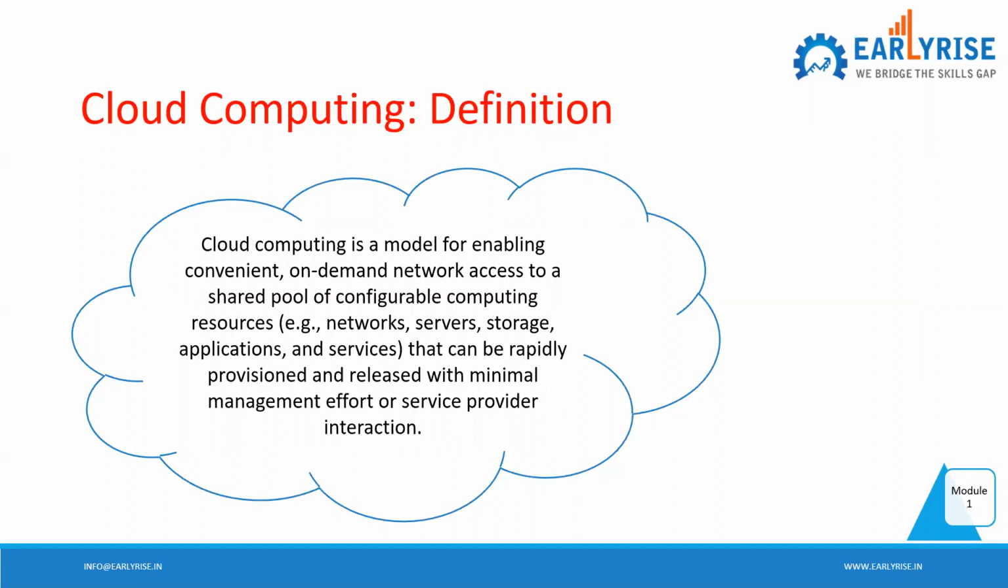This definition is given by NIST, the National Institute of Standards and Technology, which is part of the US government, the US Department of Commerce. They have been trying to define it for more than 10 years. The very first definition was given by them, and earlier, based on the situation, they had another word called ubiquitous, meaning omnipresent. That was in the era of normal e-commerce and internet. Now, in this cloud era, they have removed that word.